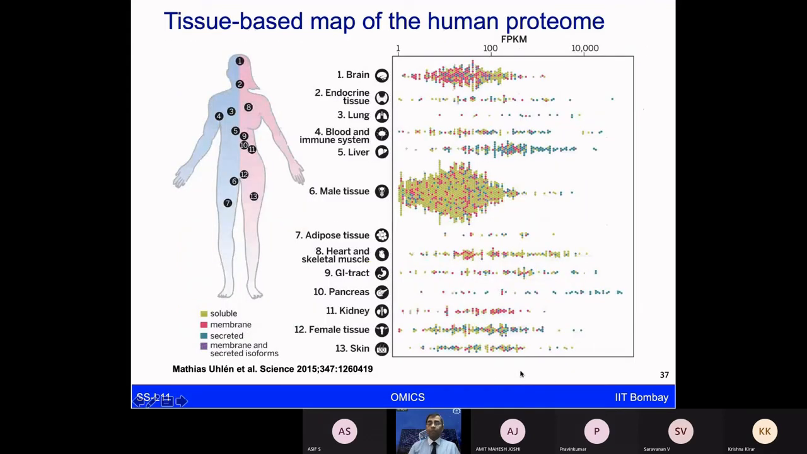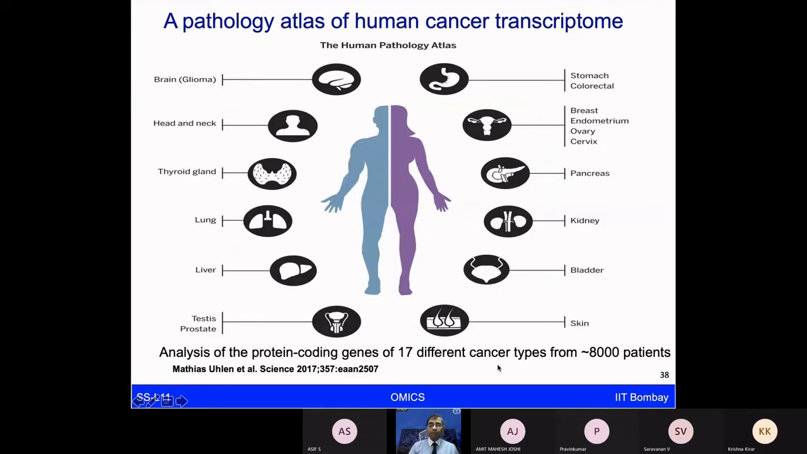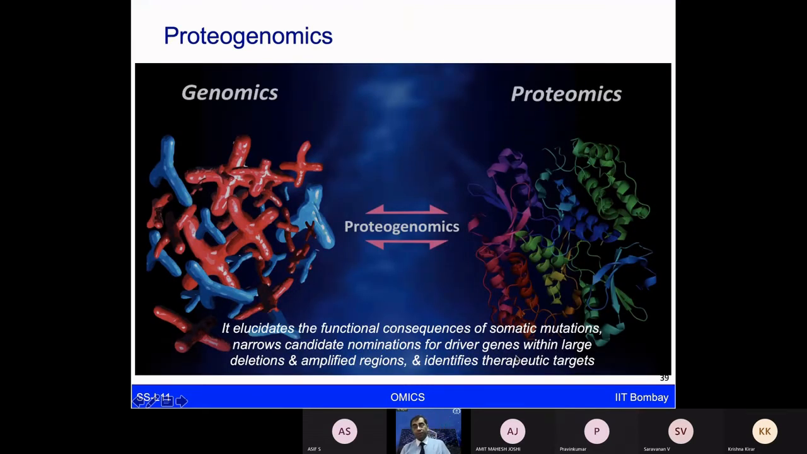So for example, this group has published this tissue-based map of the human proteome, Dr. Matthias Uhlén and his team from Sweden in 2015 in Science, where they showed which proteins are present in specific organs using this kind of antibody-based approach. And more recently, they have published the pathology atlas for human cancer, which represents almost 17 different types of cancer and which transcripts can be located in these different organs and their cancers. So all of this data could be very well obtained, analyzed and utilized by going through the HPA portal.